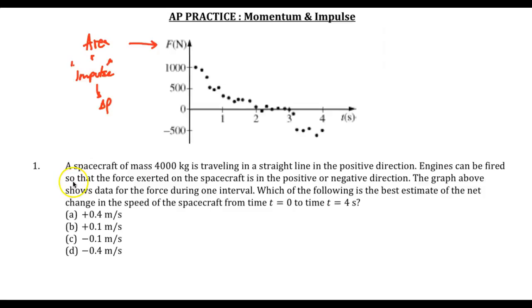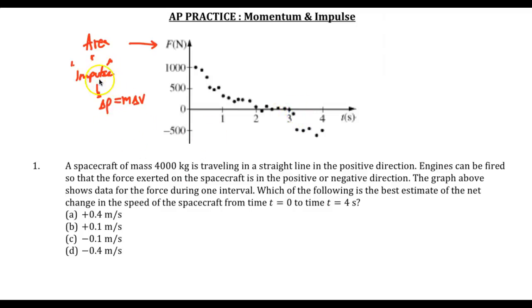So let's think about this. What was it asking? It says a spacecraft of mass 4,000 kilograms is traveling in a straight line in the positive direction. The engines can be fired so that the force exerted on the spacecraft is in the positive or the negative direction. You can see the forces up here are in the positive direction and the negative direction. Which of the following is the best estimate for the net change in speed of the spacecraft from time 0 to time 4? So remember, change in momentum is mass times change in velocity. So I'm looking for this change in speed from 0 to 4 seconds.